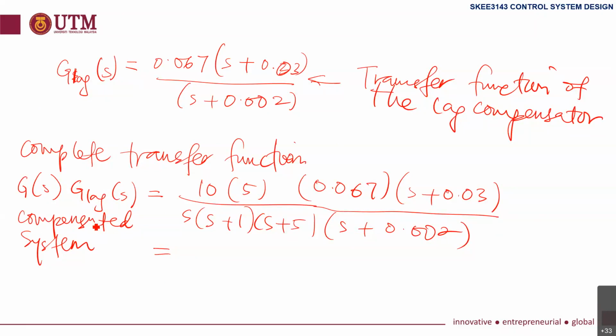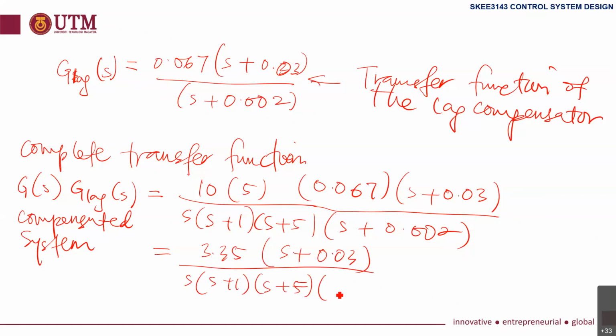Doctor, I have a question. Yeah. The complete transfer function, we leave it like that or we must solve? No need. You can multiply all this, just that one. Oh, just the number. Yeah. Okay. If you multiply this one, it become 3.35 S plus 0.03 and this, just this. So this is the complete transfer function.